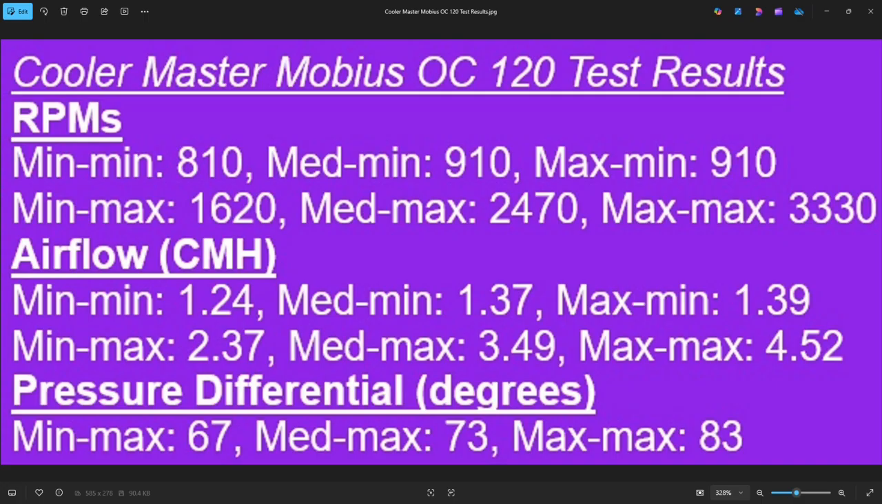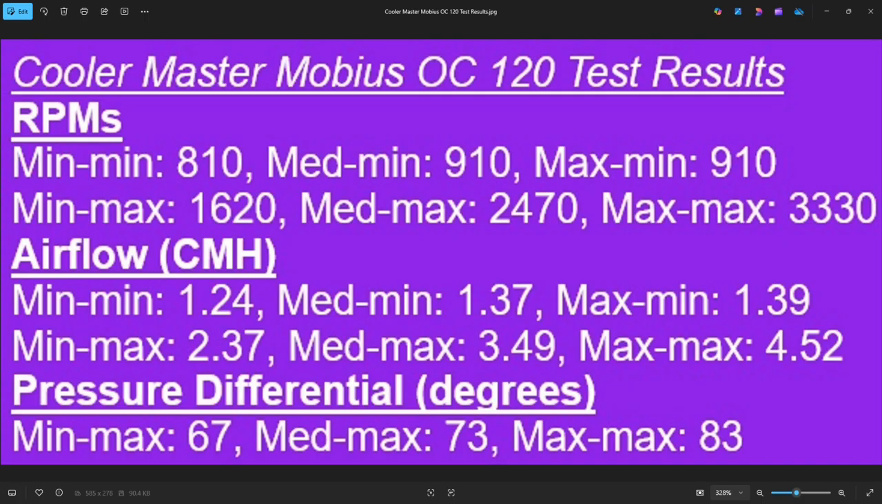Now the airflow in cubic meters per hour: the bare minimum, with the minimum setting and the minimum voltage, was 1.24 cubic meters per hour. The medium was 1.37, the maximum was 1.39. So again, not a big deal there. But the maximums is where we see significant differences. With the maximum voltage, the minimal setting of the 3 on the switch is 2.37, medium was 3.49, and maximum with maximum voltage was 4.52.